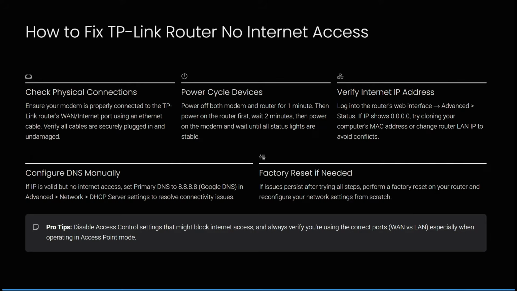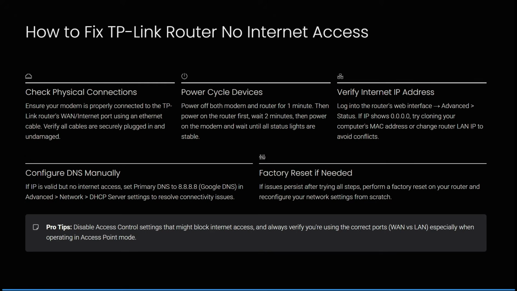The next thing to do is to configure your DNS manually. So if the IP is valid, but there's still no internet access, you can set your primary DNS to 8.8.8.8. This is the Google DNS, and you will do this in advanced. You go to network, DHCP server settings, and you can then resolve this connectivity issue.